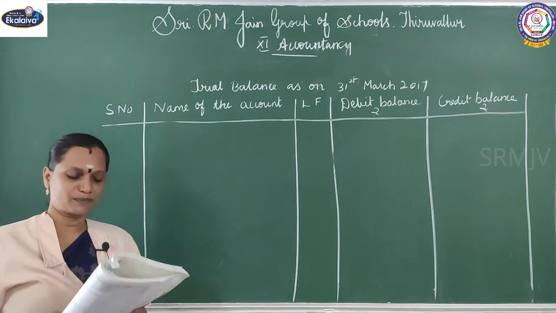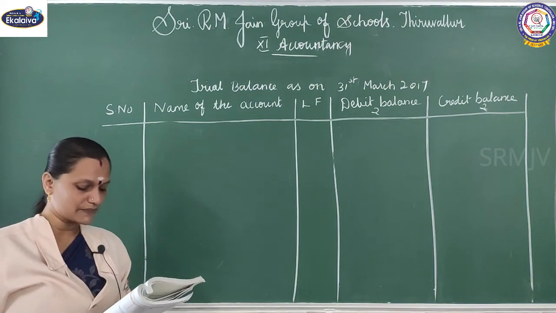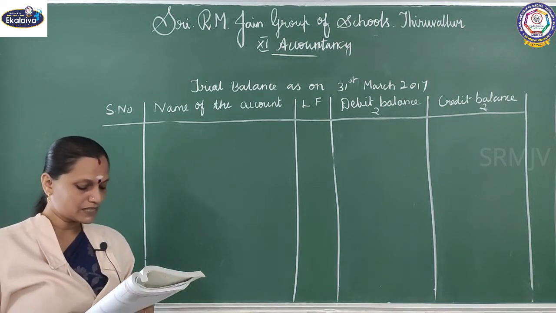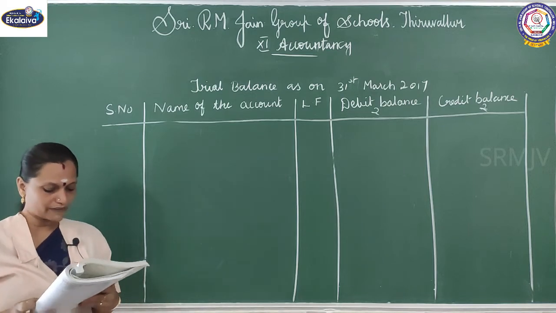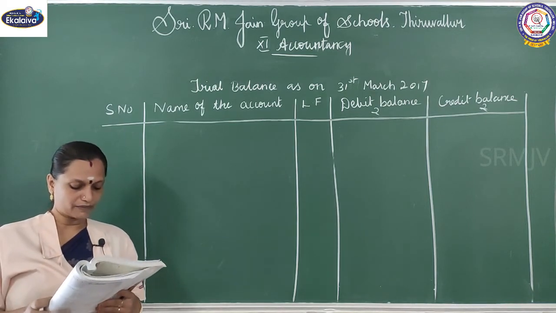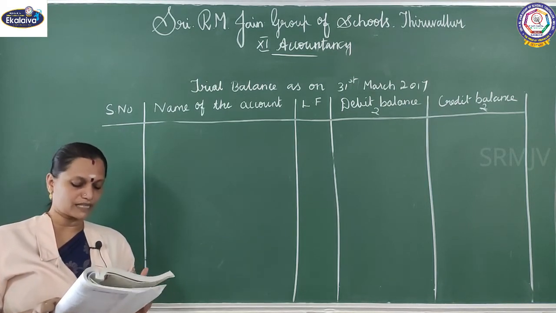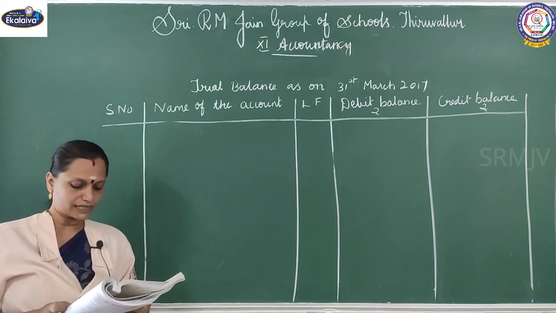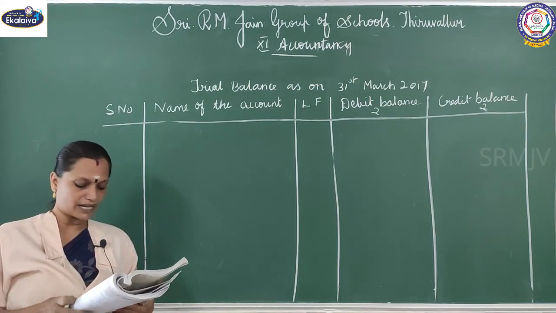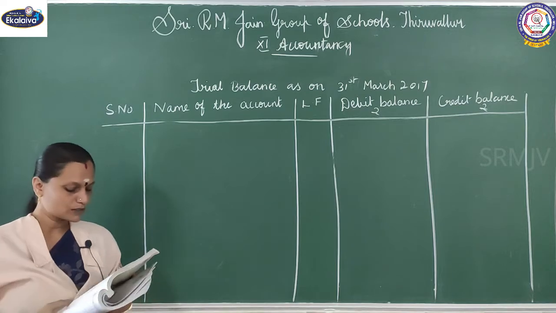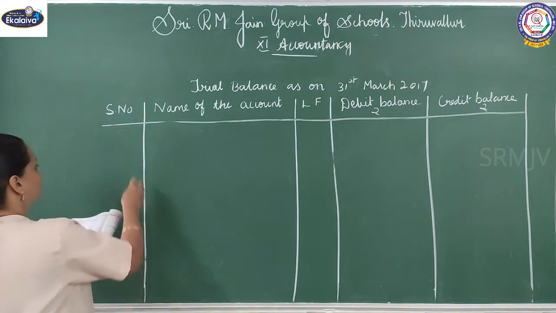See the exercise problem children. Prepare a trial balance with the following information. Purchases 1 lakh, bank loan 75,000, debtors 1,50,000, stock 35,000, sales 1,50,000, creditors 50,000, cash 90,000, capital 1 lakh. So how I am going to enter, you see.